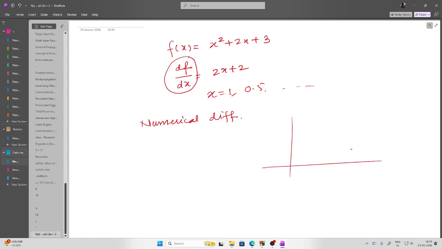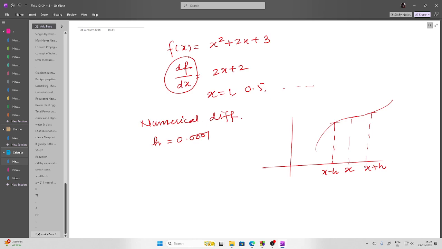Let's say I'm having this function and I'm interested in finding out the derivative of this function at this point x. So what we'll do is we will move slightly right of this and at the same time slightly left of this. That means we evaluate the value of the function h units on the left as well as h units on the right. Slightly, h is very small. Let's take that h is 0.0001.